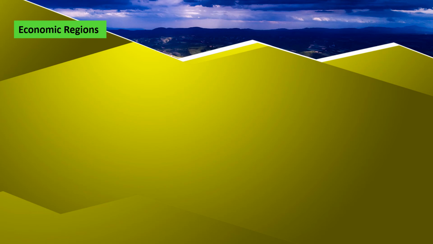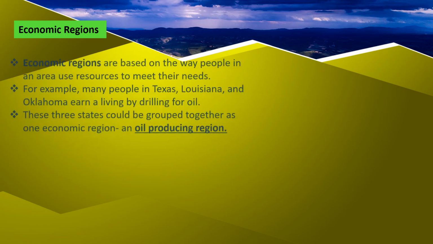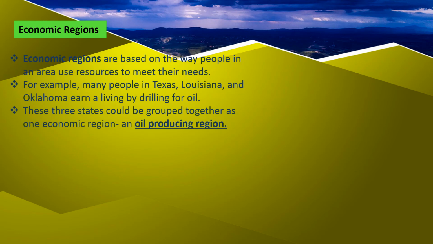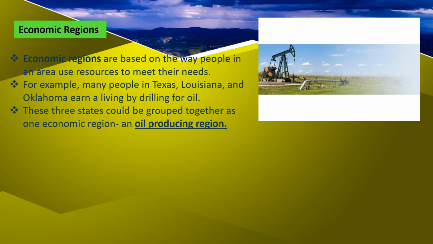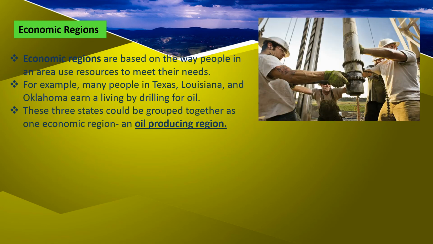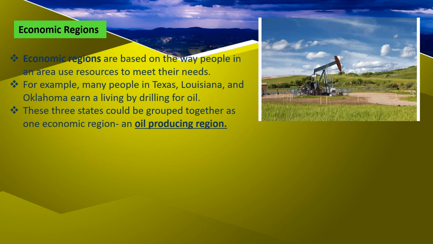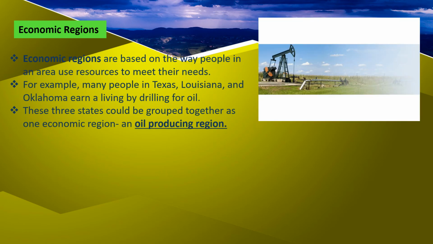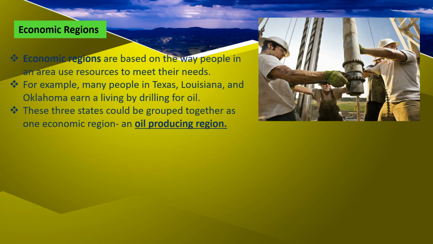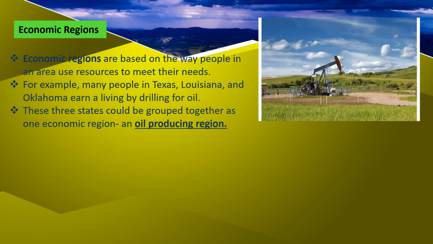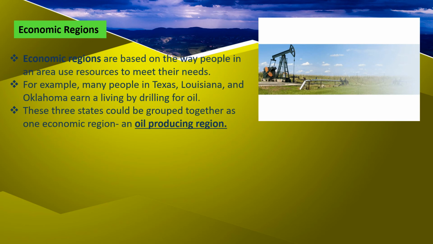Next, we have economic regions. Economic regions, grade 4, are based on the way people in an area use resources to meet their needs. For example, many people in Texas, Louisiana, and Oklahoma earn a living by drilling for oil. Others earn a living by making products from oil. For this reason, these three states could be grouped together as one economic region, an oil-producing region.